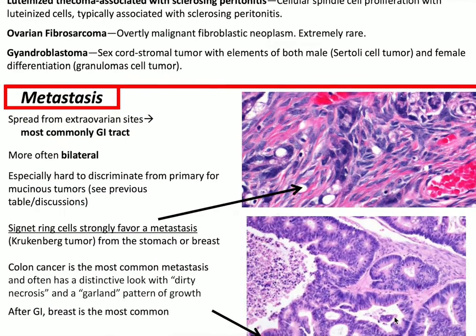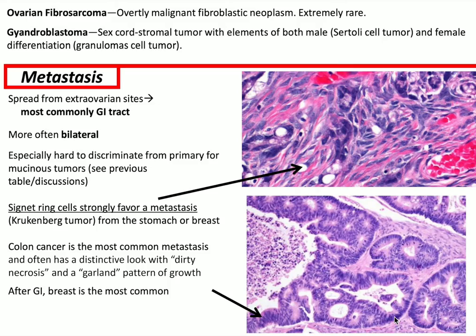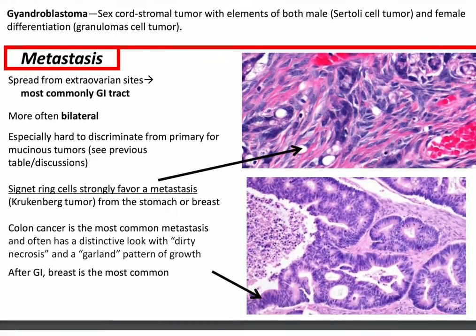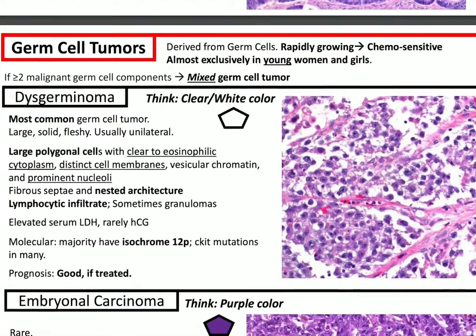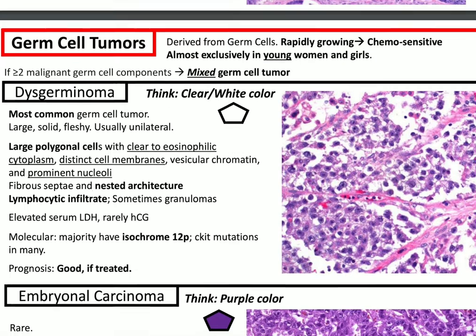Metastasis, most commonly from the GI tract. If you see signet ring morphology, that strongly favors a metastasis. The most common metastasis is colon cancer. Germ cell tumors: dysgerminoma is the most common. Large polygonal cells, nested architecture, lymphocytic infiltrate, good prognosis if treated.